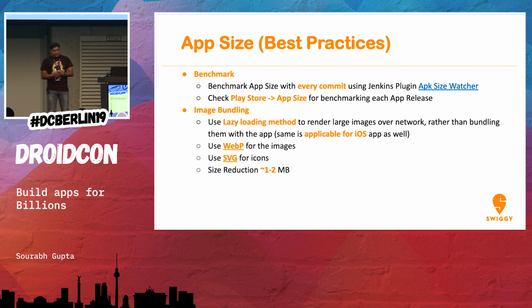Another is image bundling. What we have done is that all the images which we are bundling in the app, we migrated to WebP. We started using SVG for the icons. If we are bundling any image which is more than 50 KB or 100 KB, we raise an alert during the code review itself. We stopped bundling heavy images in the app. Instead, we are lazily loading those images over the network when they are required.